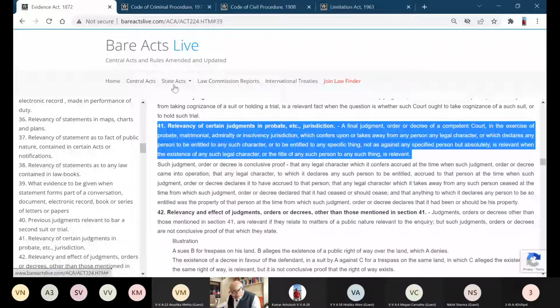See, a final judgment is recorded by the court when pleadings are completed, when issues are framed, both the parties have led evidence and both the parties had opportunity to cross-examine each other's witnesses. So then only it becomes a final judgment. Final judgment, order or decree of a competent court.